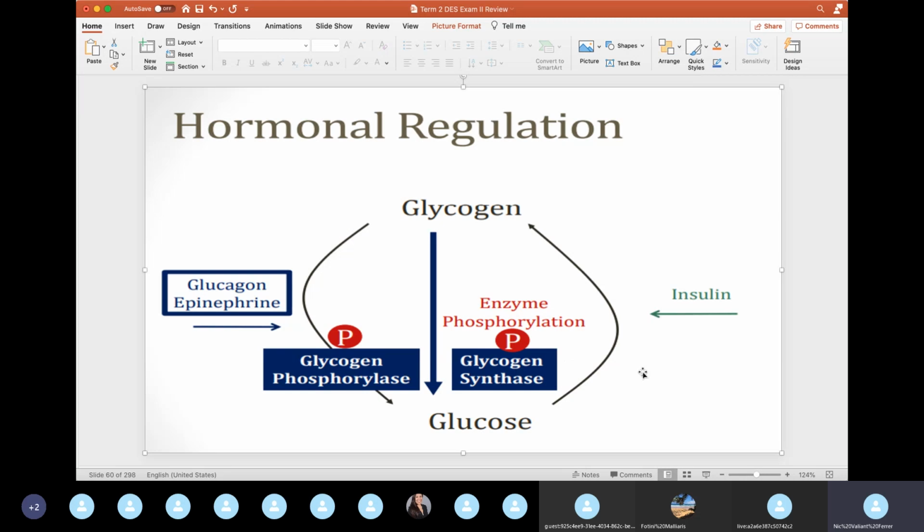Okay? So when insulin is ruling, glycogen synthase is increased. You're storing glucose as glycogen. When glucagon and epinephrine are ruling, glycogen phosphorylase is increased. You want to increase the conversion of glycogen into glucose.